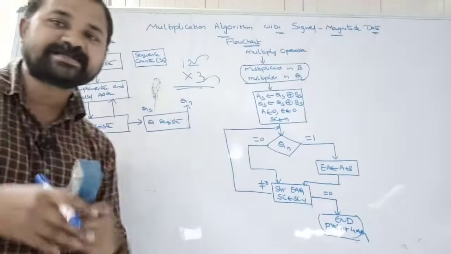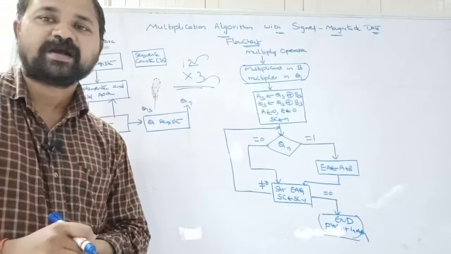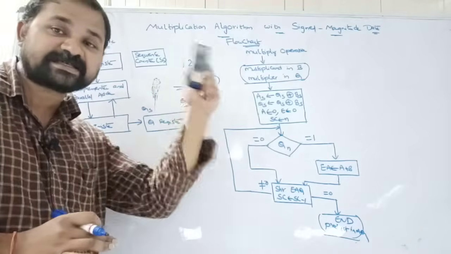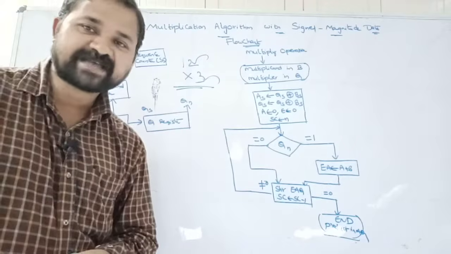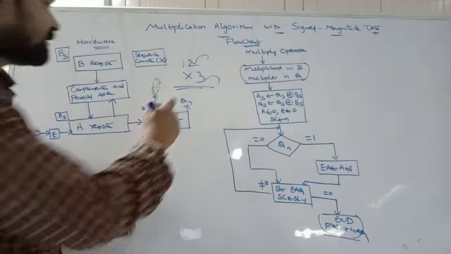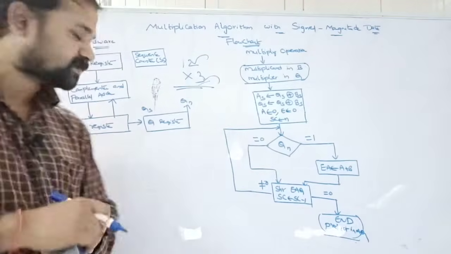Whereas BS represents the sign bit. The sign bit may be either positive or negative. If the sign is positive, then BS contains 0. Whereas if the sign is negative, then BS contains 1. Next, the second number, that is 3, is known as the multiplier.